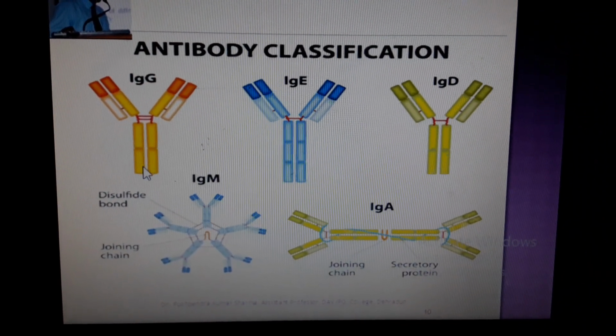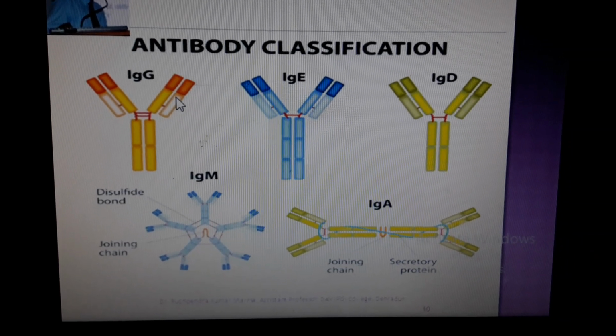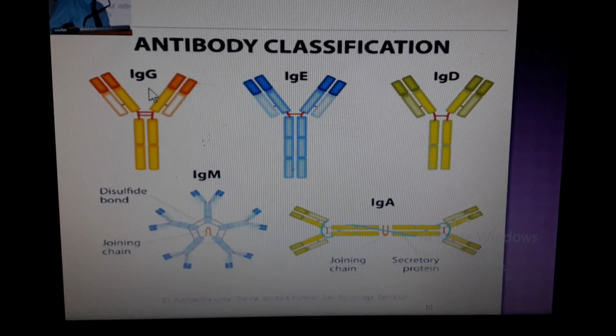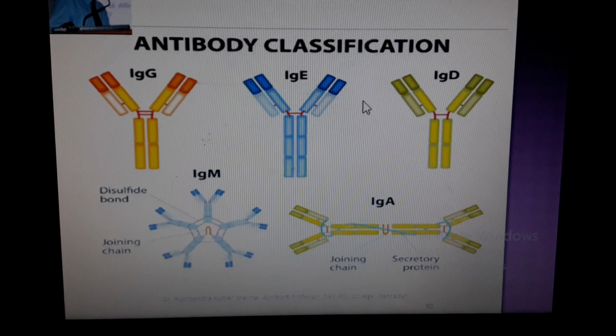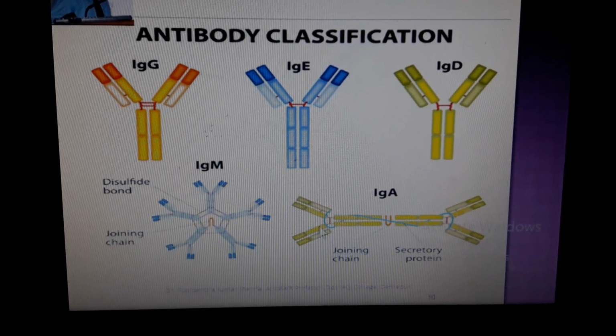This is the structure of different types of antibodies. You can see IgG, IgE, IgD, IgM and IgA.